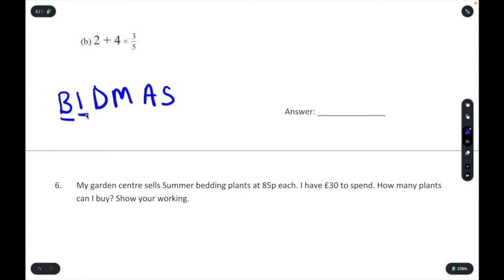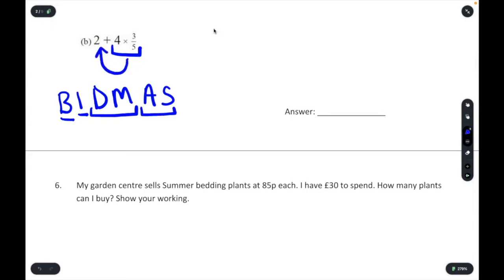That's followed by indices, which are like to the power of something, so square numbers or cube numbers, those kinds of things. Then after that, we deal with division and multiplication. Now that's this second part that we've got here. That is followed by addition and subtraction. So we actually do this part before going on to the +2.